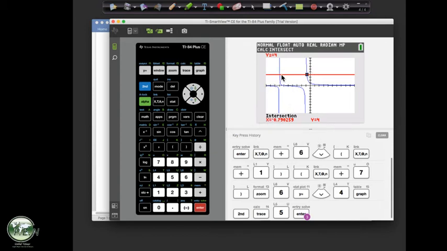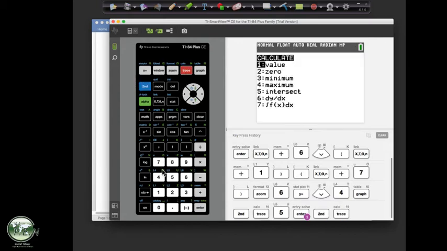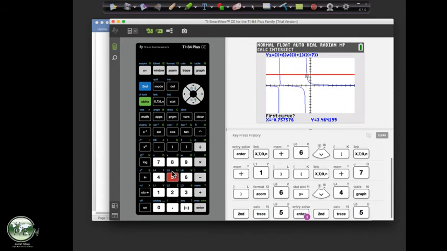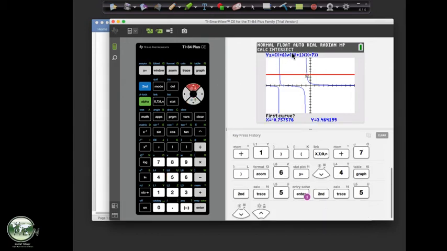But now, how do I find this other one? How do I find a second intersection? Exactly. I have to ask for the tool again. Second calc, number 5. Now what do I need to do? We need to get over there. Since it's to the left, I'm going to push the left arrow. Now some of you will hit the up and down. What I want to show you is that when you use the up and down arrow, all you do is change curve, you change the graph that you're on. The up and down doesn't actually move you, it just changes you from one curve to the other.